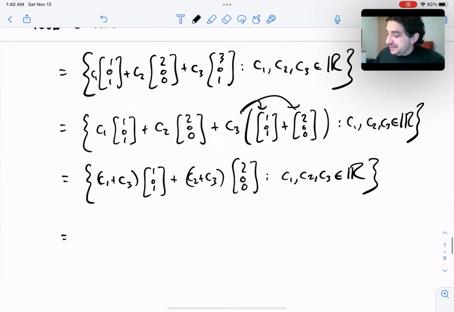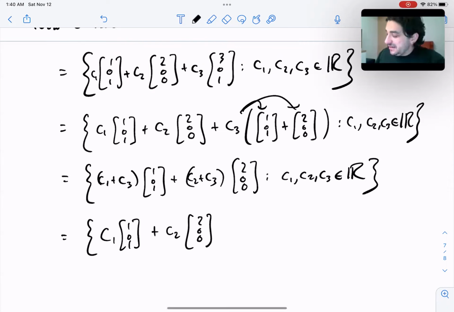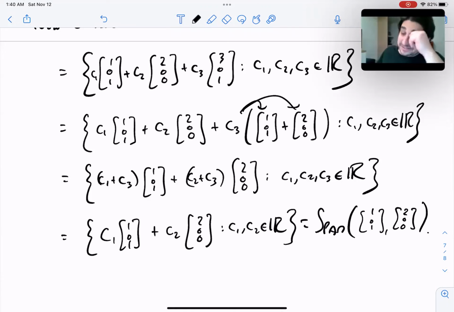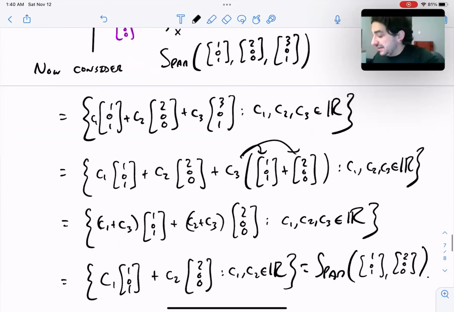Now you could actually rename c1 plus c3 as just c1, and you could rename c2 plus c3 as just c2. Now we're back to the old span, right? So we tossed that new vector in there, and we didn't actually get anything new in our span. It's the same span as before. We're back to just those same two vectors by doing this little bit of algebra.